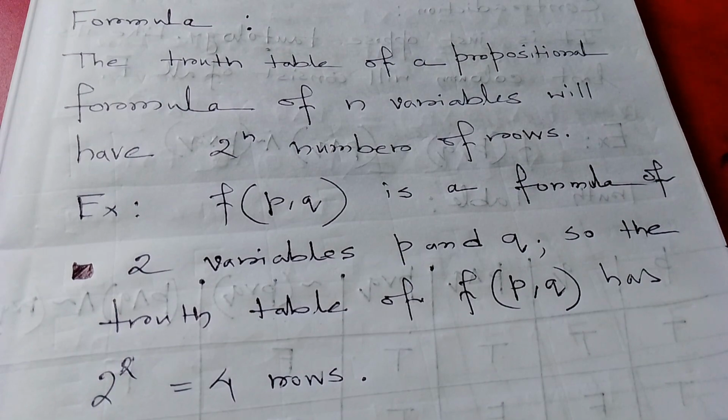Now there is a formula that the truth table of a propositional formula consisting of n variables will have exactly 2 to the power n rows. So if f of pq is a formula of two variables p and q, then the truth table of f of pq has 2 to the power 2, which is equal to 4 rows.